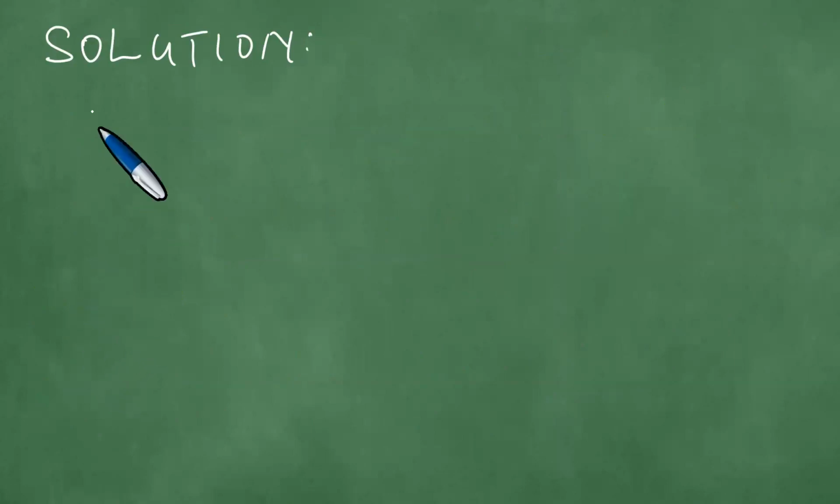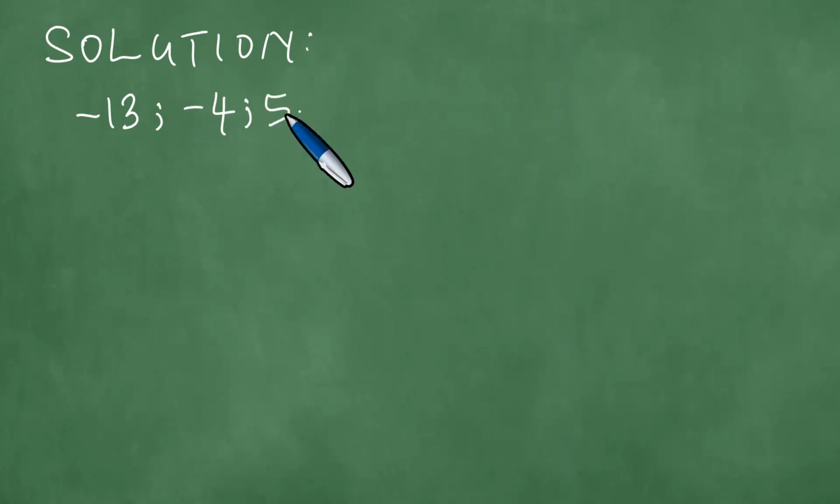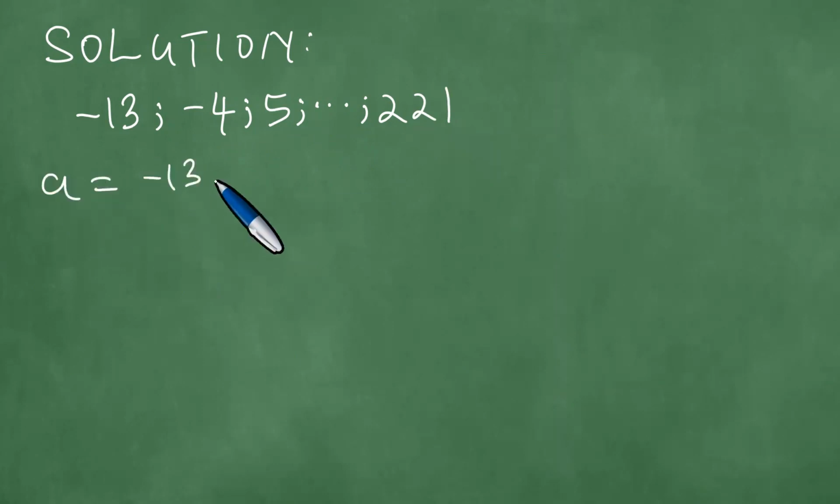So we have that minus 13, minus 4, 5, 2, 2, 1. From which we're able to see that the first term is actually minus 13. But also, because we need to calculate the number of terms, what does it mean to say we need to find the number of terms? It means, therefore, that n is what is unknown here, and the first term is that.